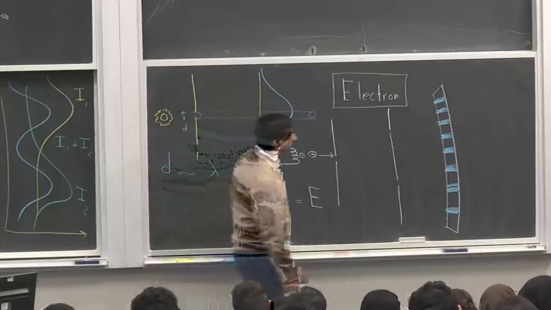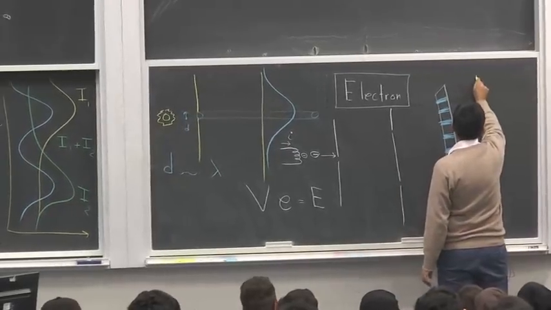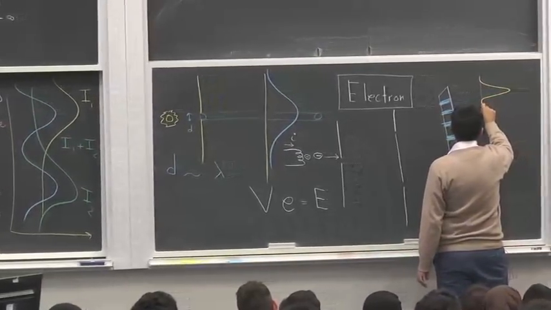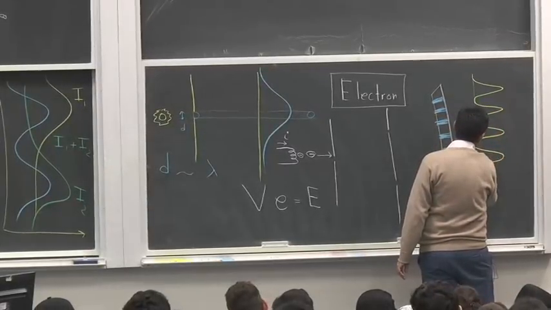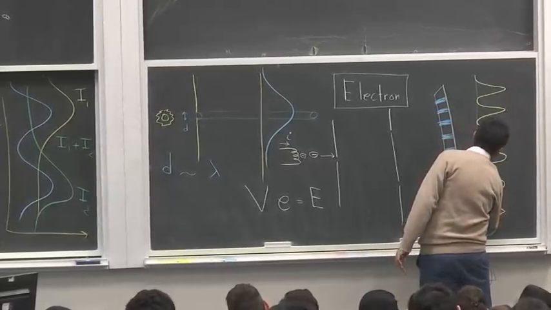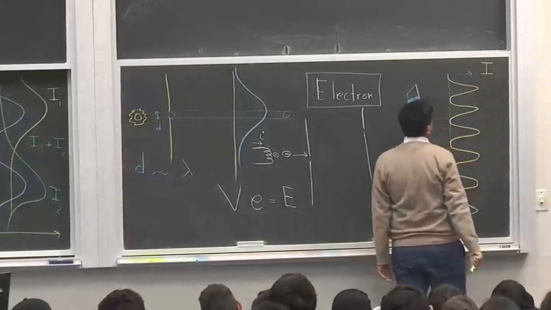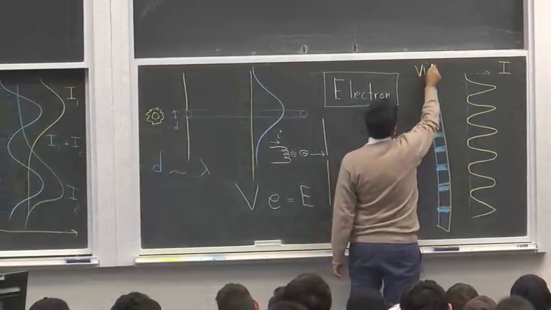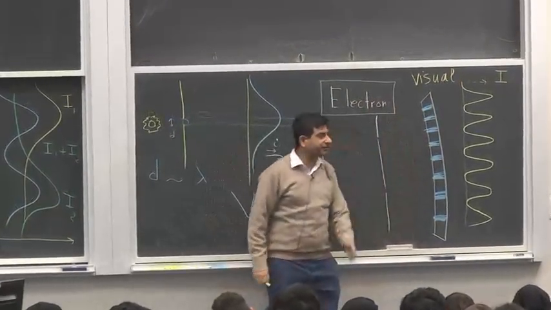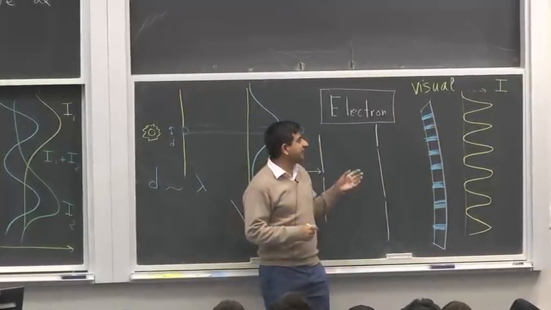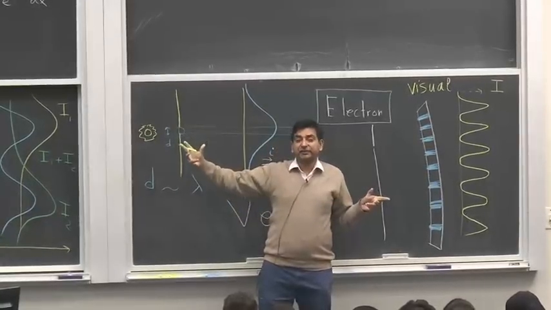And if I were to draw the intensity pattern, this is what it's going to look like. So this is my intensity, I. This is what my visual observation is. I get interference fringes, and if I were to have a mechanism in which I can find out the intensity of the electrons. Now what do I mean by the intensity of the electrons?